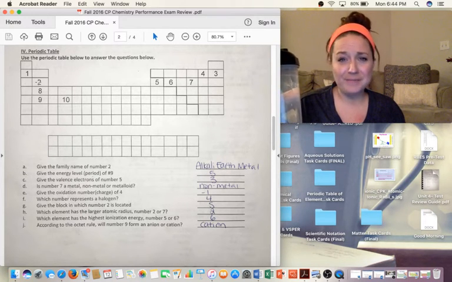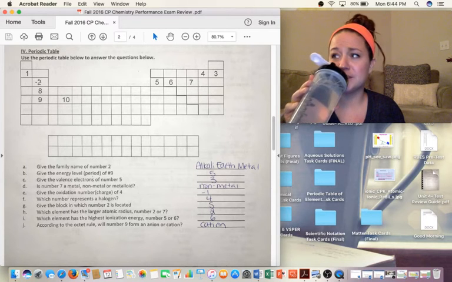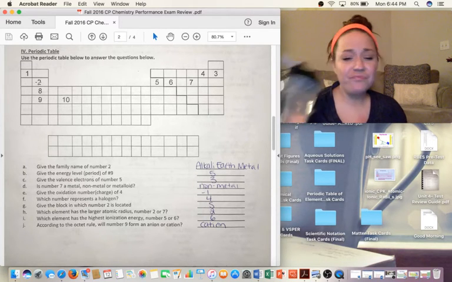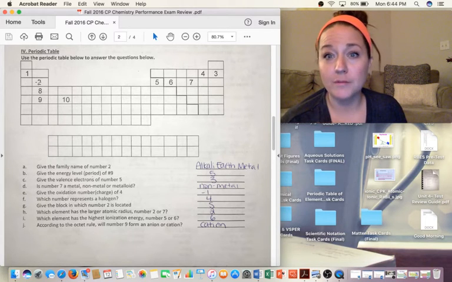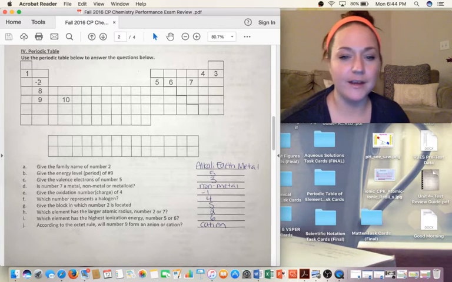I don't know why, but my water tastes like crazy chlorine today. By the way, if you guys need a Christmas present for Ms. D, a water filter would make me very happy.